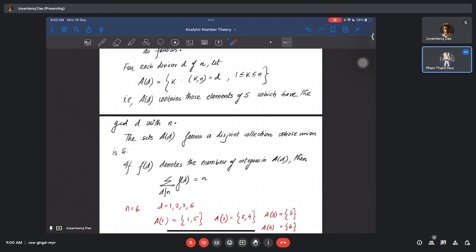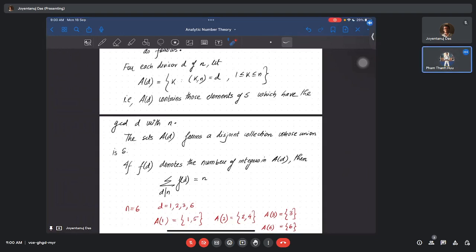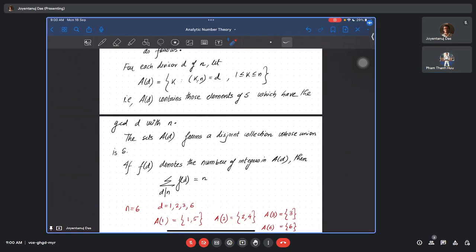But how do we ensure that we cover everything from 1 to n? Suppose some element is missing. Is that possible? If some element k is missing, then taking that element k along with n, it would have a GCD that is some element not dividing n, but that is not possible.